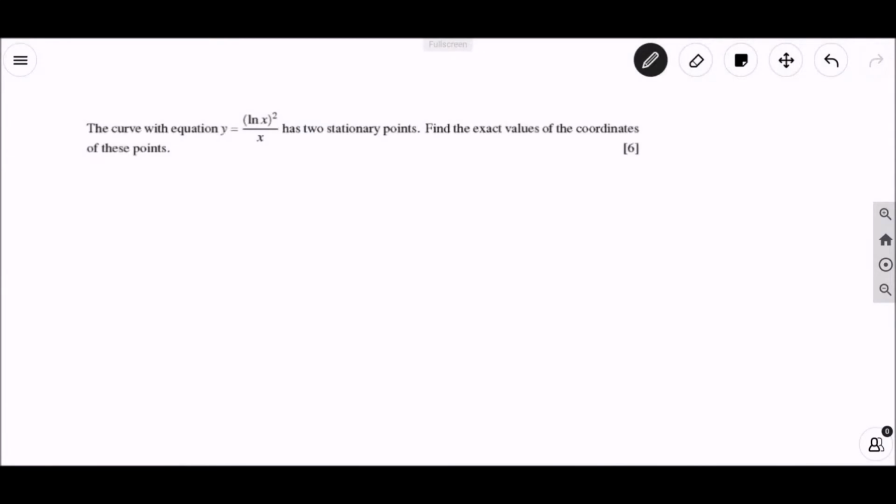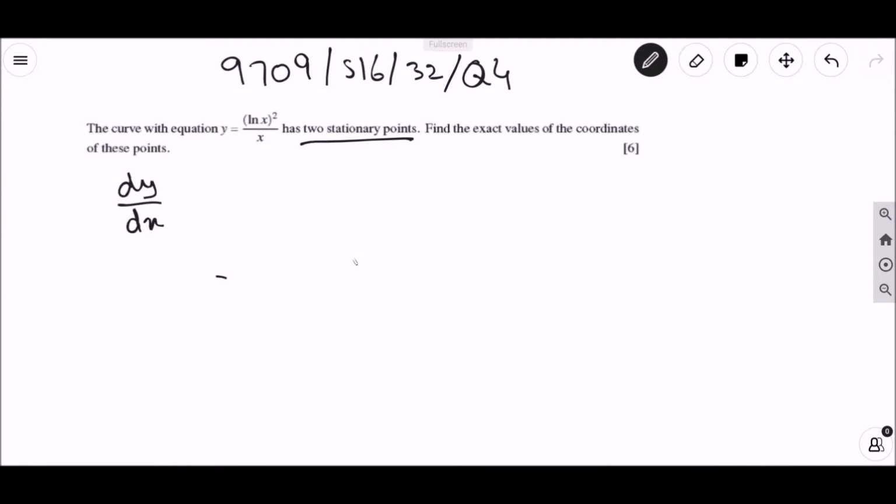We will be solving S16 32 question number 4. So the question says the curve with equation this has two stationary points. Whenever they talk about stationary points, we equate the derivative to 0. Find the exact value of the coordinates of these points.